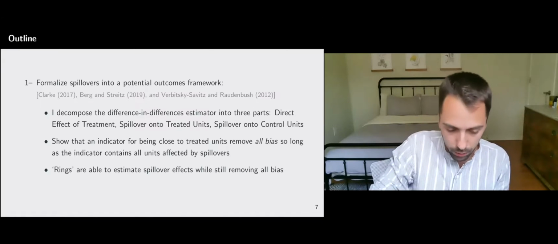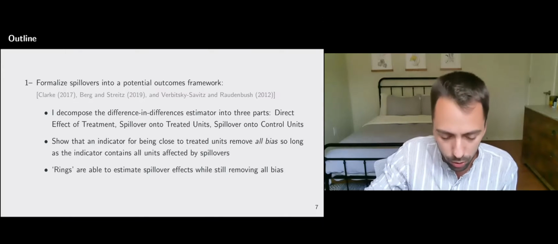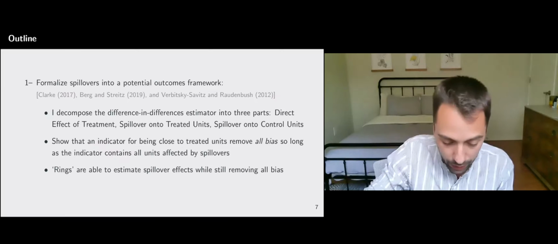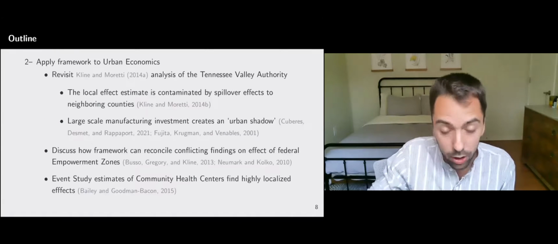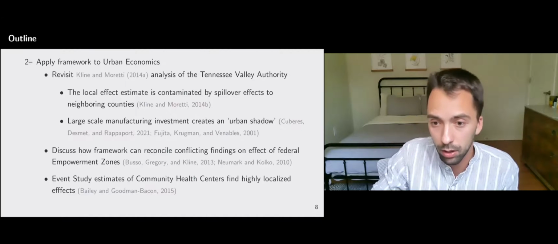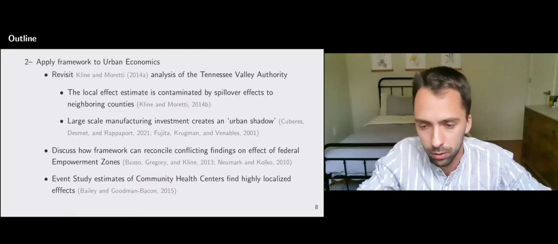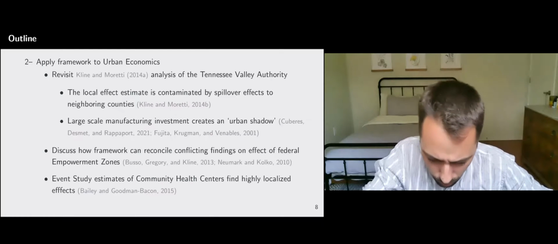So like I said, just an outline, I'm going to formalize and actually show you the potential outcome framework. So that was sort of an overview, and now we're getting into the actual theory. And then I'm going to show you some examples of how to apply these, and how the improved estimators actually change outcomes in real examples.